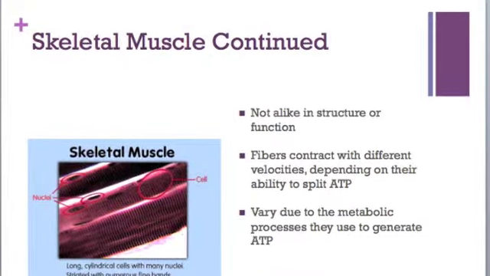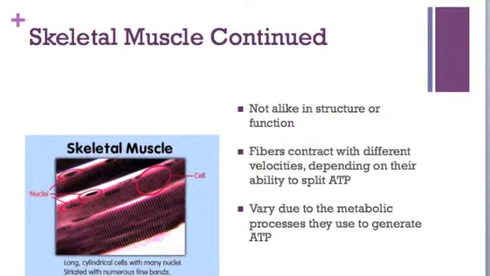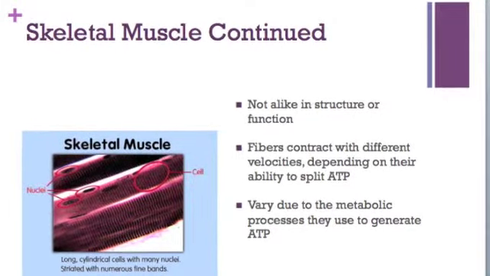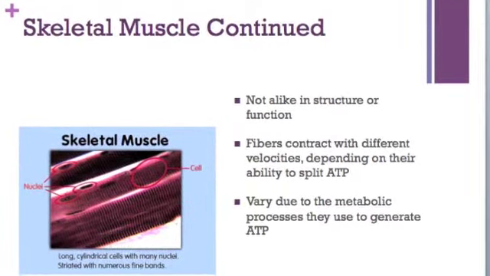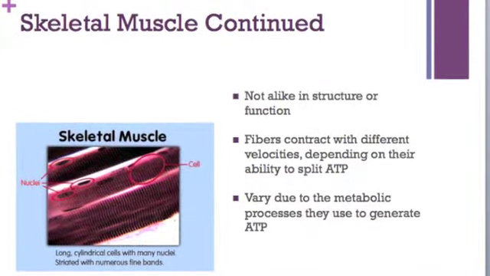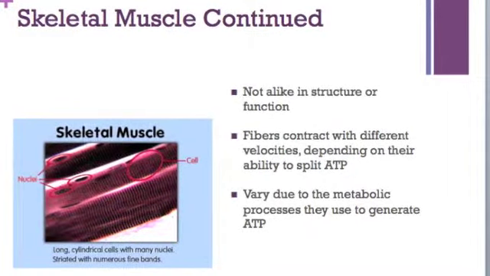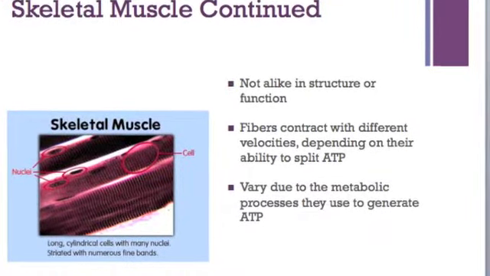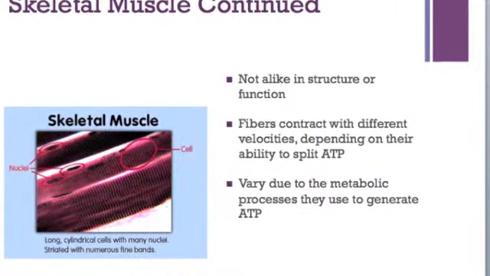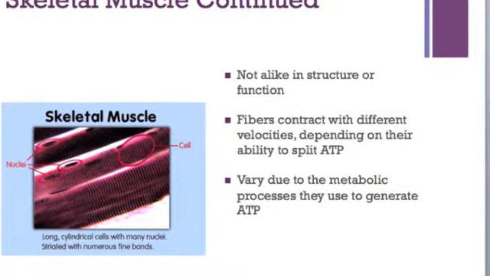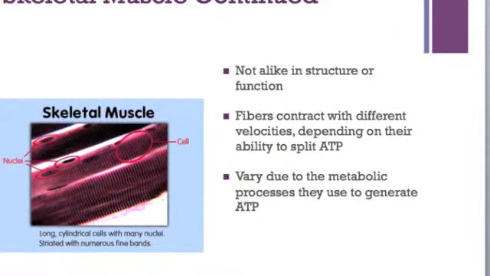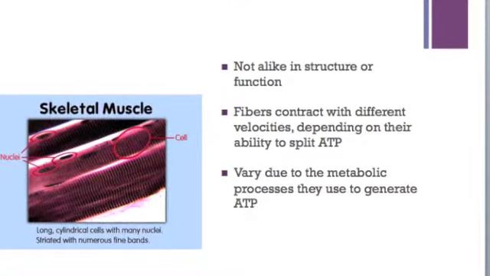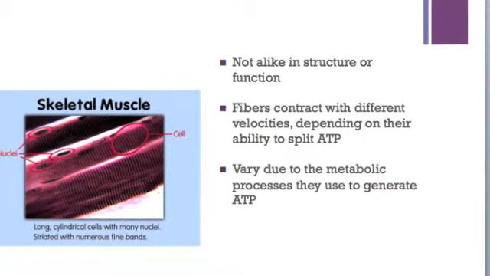Skeletal muscle fibers are not all alike in function or structure. For example, skeletal muscles vary in color depending on their content of myoglobin. Skeletal muscle fibers also contract with different velocities, depending on their ability to split ATP. They also vary due to the metabolic processes they use to generate ATP. Skeletal muscle tissue are classified into 3 types: type 1 fibers, type 2 fibers, and type 2A fibers.